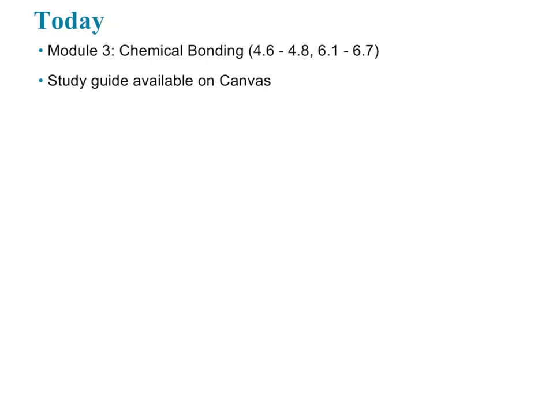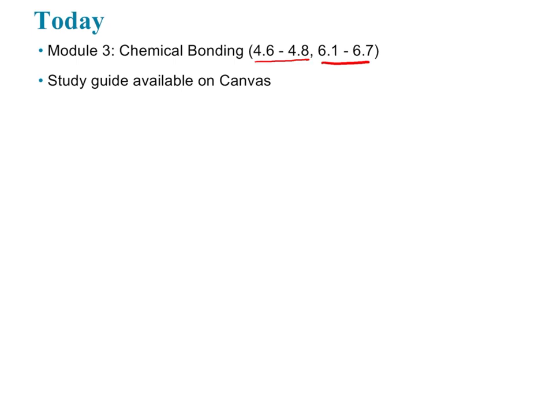In today's video, we're going to start a new module, Module 3, which is all about chemical bonding. So we're going to jump back to Chapter 4 and go over sections 4.6 through 4.8. And then later on, probably next week, we'll go over chapters 6.1 to 6.7. So there is a study guide available on Canvas for Module 3.